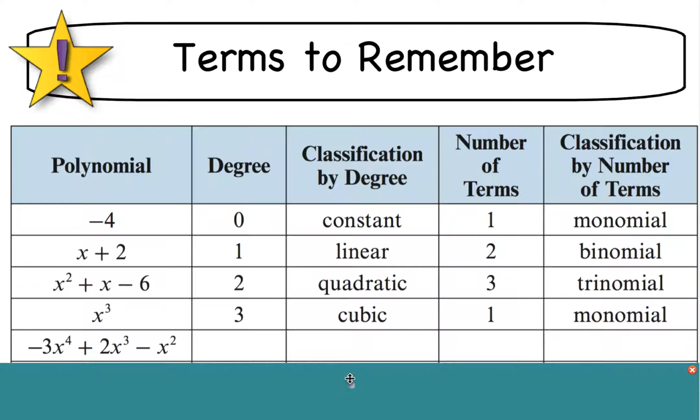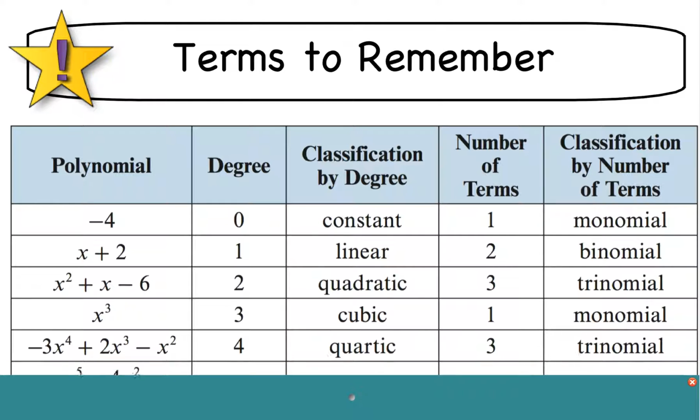And the next example, the degree is 4. Highest exponent is 4. The classification by the degree, then, we call it a quartic. This one has 3 terms, so it is a trinomial. So we would call this a quartic trinomial. This one's a cubic monomial. So we use both names.